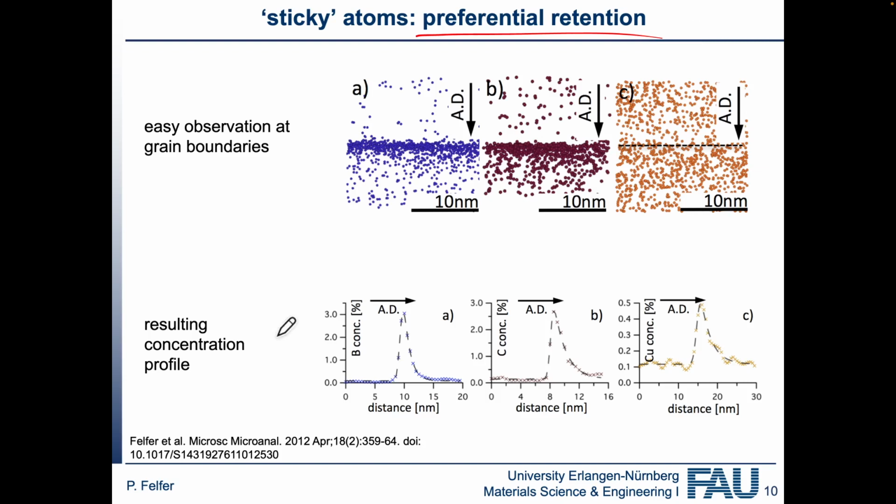And here we've got three examples. This is boron in nickel, this is carbon in nickel, and this is copper in aluminium. Boron and carbon are obviously atoms with relatively strong electronic bonding, so relatively hard to ionize. Copper is a little bit easier to ionize. If you look at a distribution across a grain boundary, so these are all grain boundaries, what you would expect is some kind of segregation profile that looks symmetric.